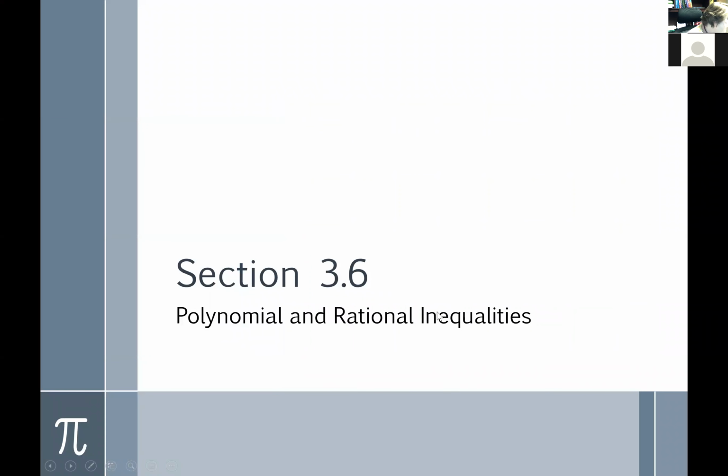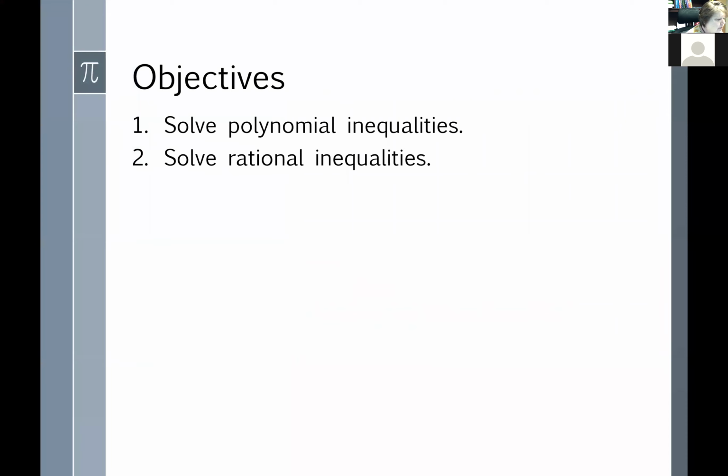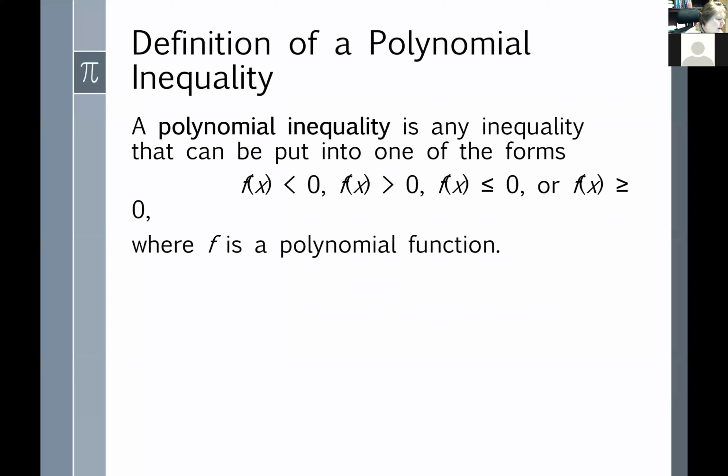Okay, let's talk inequalities. So we're going to solve polynomial and rational inequalities. Okay, so what's the definition of a polynomial inequality? Let's look at polynomial first. A polynomial inequality is any inequality that can be put in the form f of x is less than 0, f of x is greater than 0, f of x is less than or equal to 0, or f of x is greater than or equal to 0, and f is a polynomial function.